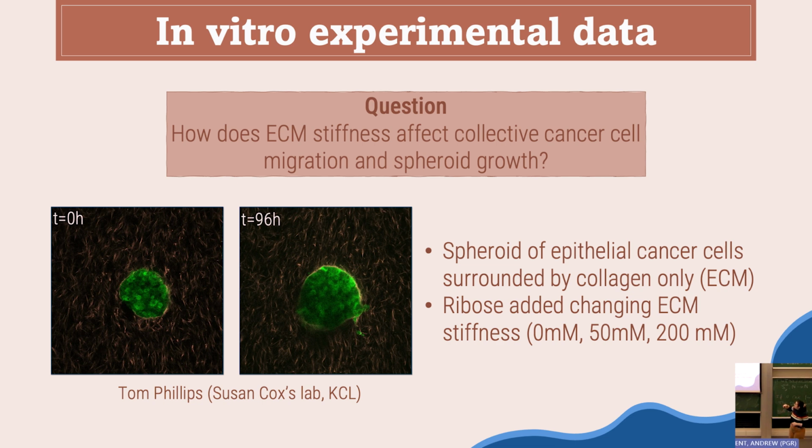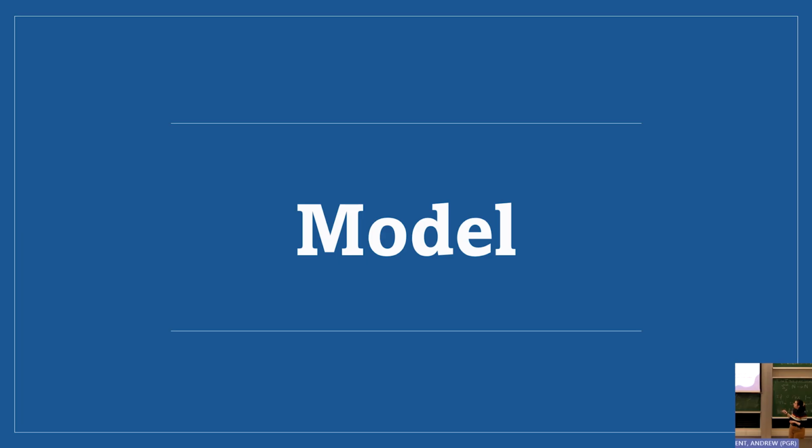And then to this collagen, they've added some ribose. What the ribose does is add links between the collagen fibers, and this changes the stiffness of the overall network. And so by increasing the concentration of ribose, the ECM stiffness will increase as well.